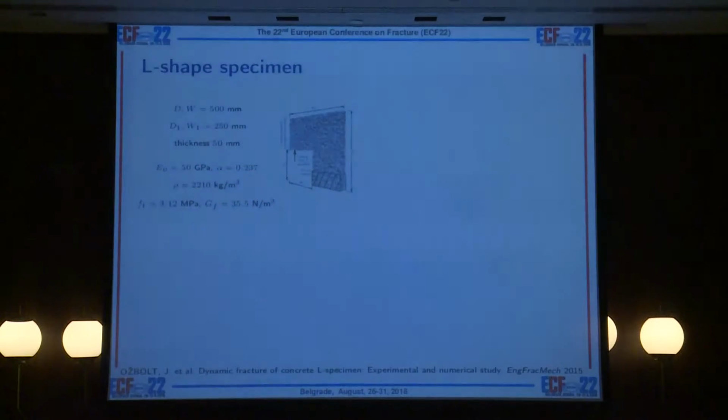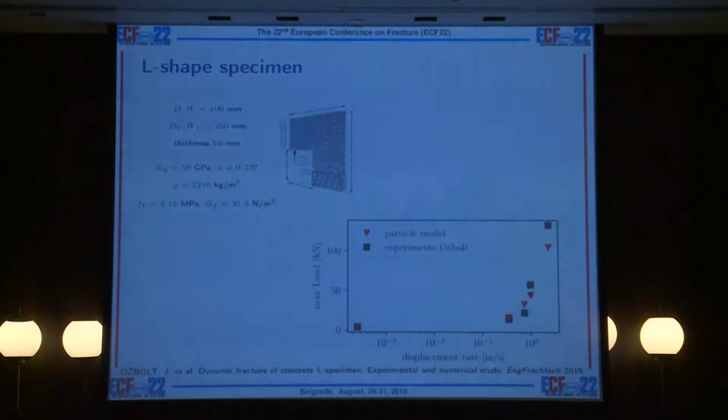And the material parameters for the model were obtained from fitting the quasi-static response. Here you can see the relation between peak load and the displacement rate. The reds are results of the model. Black squares are experimental data. You can see that for displacement rates faster than 1 meter per second, the error is getting bigger. I'll come to this a bit later.